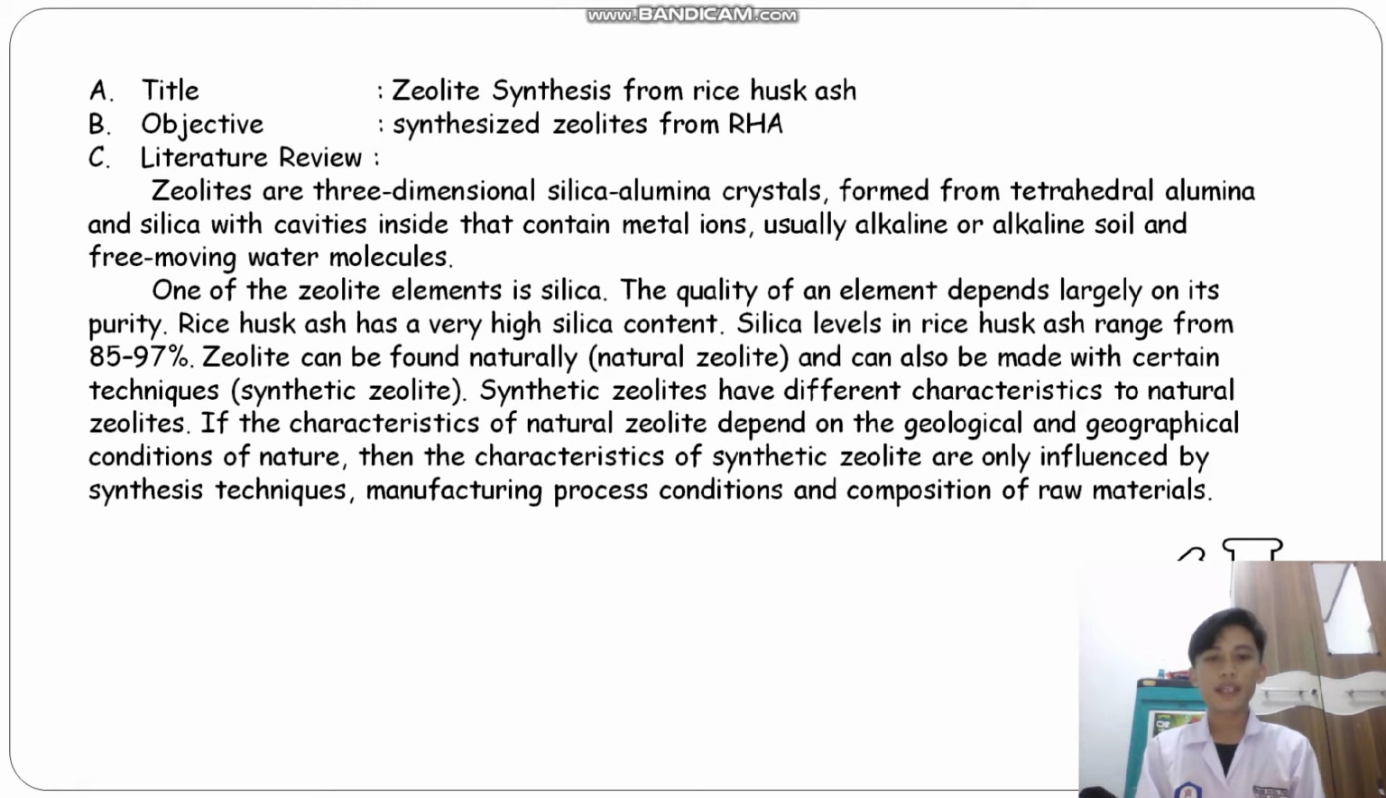Zeolite can be found naturally, or natural zeolite, and can also be made with certain techniques, or synthetic zeolite. Synthetic zeolites have different characteristics from natural zeolite. The characteristics of natural zeolite depend on the geological and geographical conditions of nature, while the characteristics of synthetic zeolite are only influenced by the synthesis technique, manufacturing process conditions, and composition of raw materials.